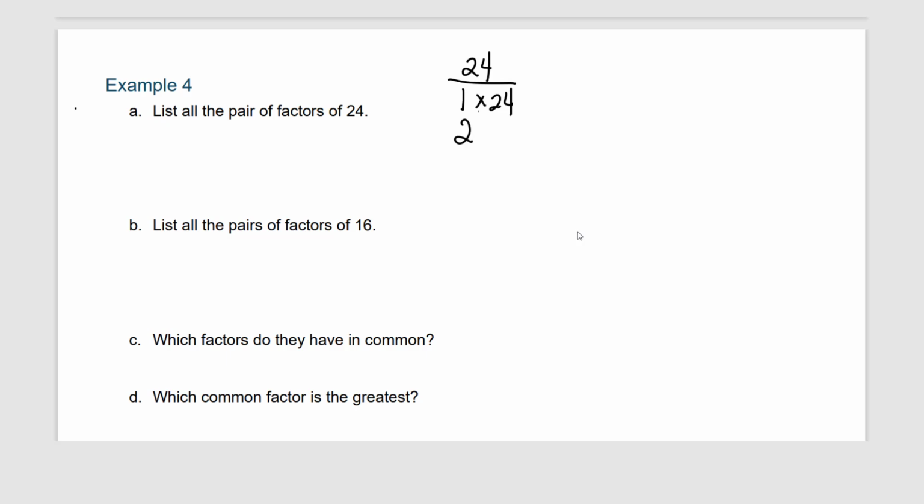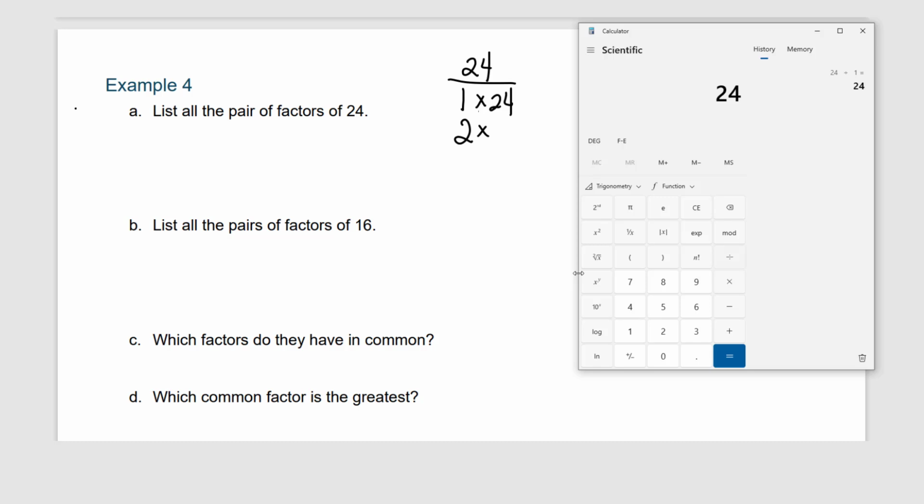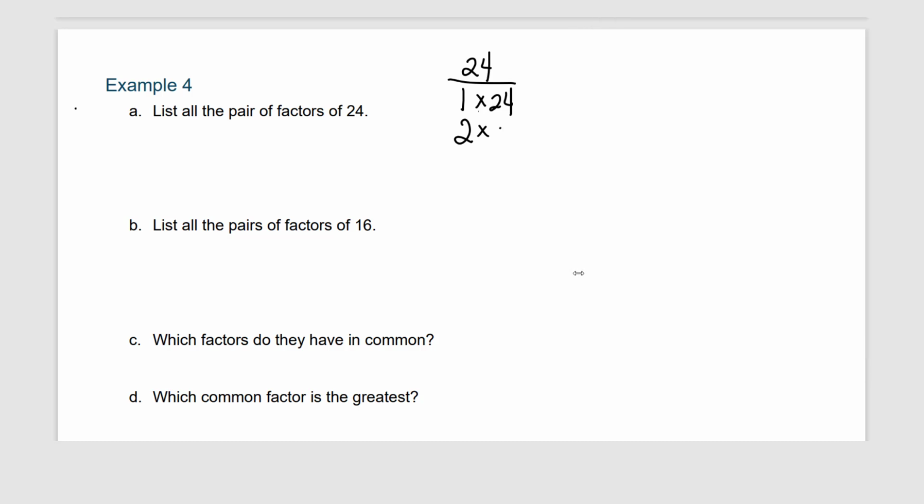Then you can use your calculator again if you want to. 2 times what is 24? Well, 24 divided by 2 is 12. Then you go on to 3. 3 times what is 24? Well, you'll find that 24 divided by 3 is 8. Then you go on to 4. 4 times what is 24? Well, that would be 6. Then you go on to 5. 5 does not go evenly into 24.